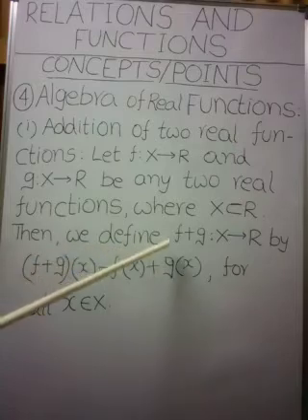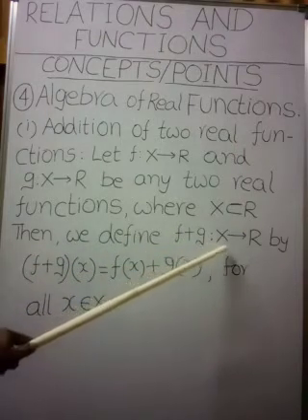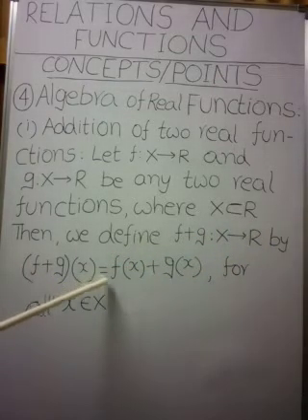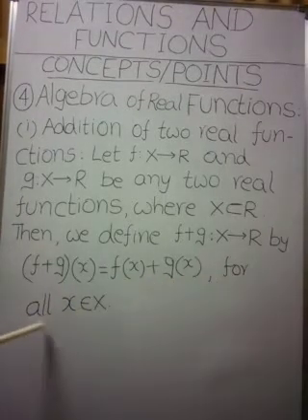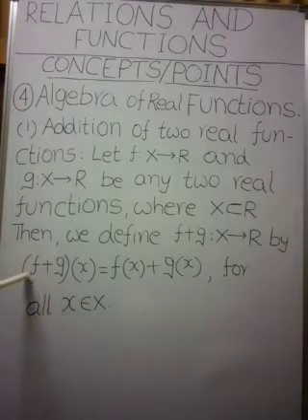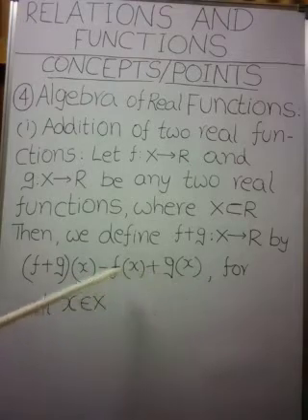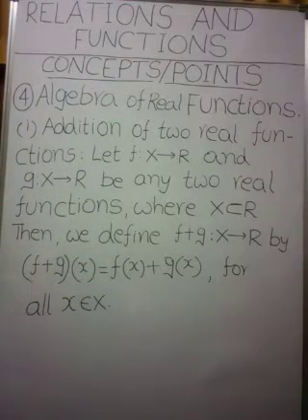Then we define f plus g. f plus g is a mapping from X to R given by (f plus g)(x) equals f(x) plus g(x) for all x belonging to X. You have to remember this part only. (f plus g)(x) is equal to f(x) plus g(x). This is the sum of the two real functions. Understood? Right.